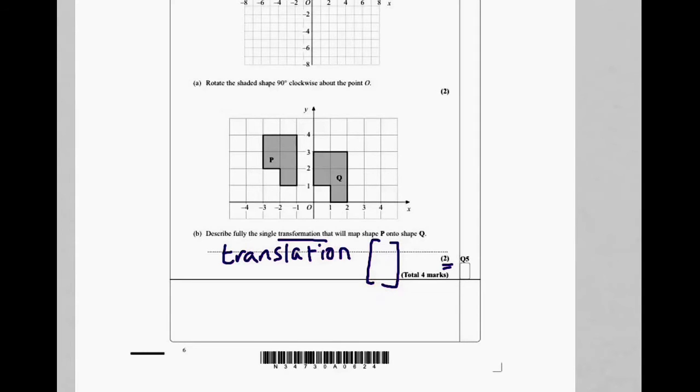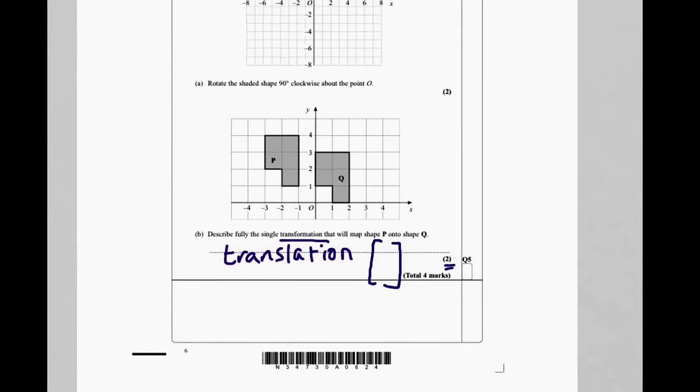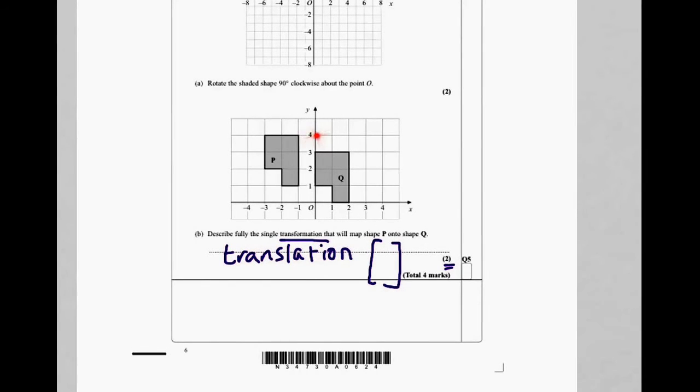So if I look from P to Q, it's gone across 1, 2, 3, and 1 down. So I'm going from one point on P to its corresponding point on Q. And I see it's gone 3 to the right and 1 down. So that is 3 and minus 1. So I need to get 2 pieces of information to get those 2 marks.